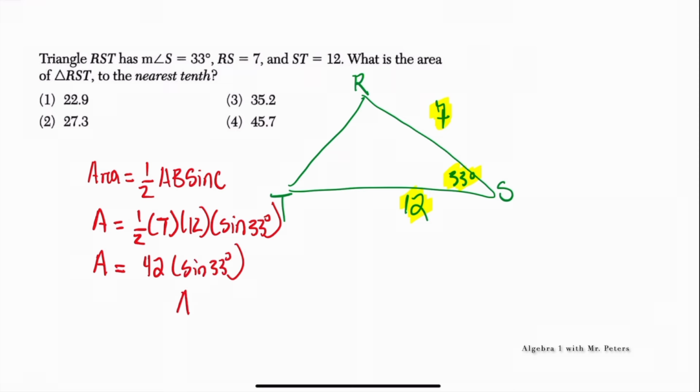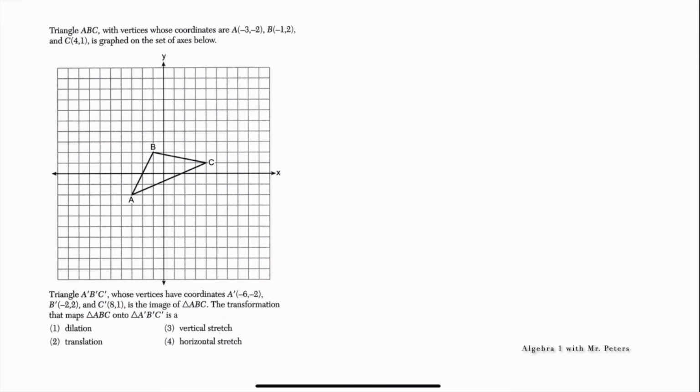And when we simplify to our final answer, we're going to get 22.87 for the area. Now, based off rounding to the nearest tenth, that means our answer choice is going to be number 1 of 22.9. They give us triangle ABC and they list the coordinates for it.